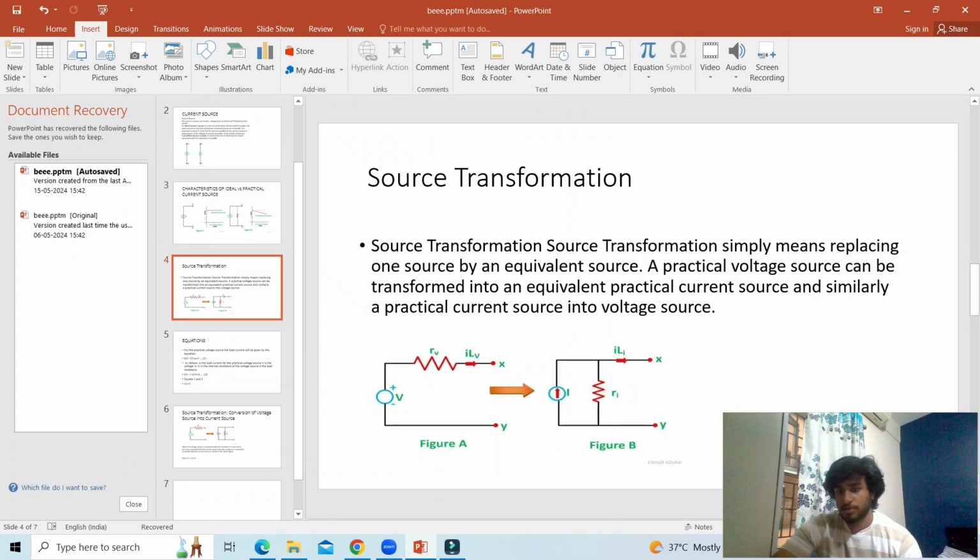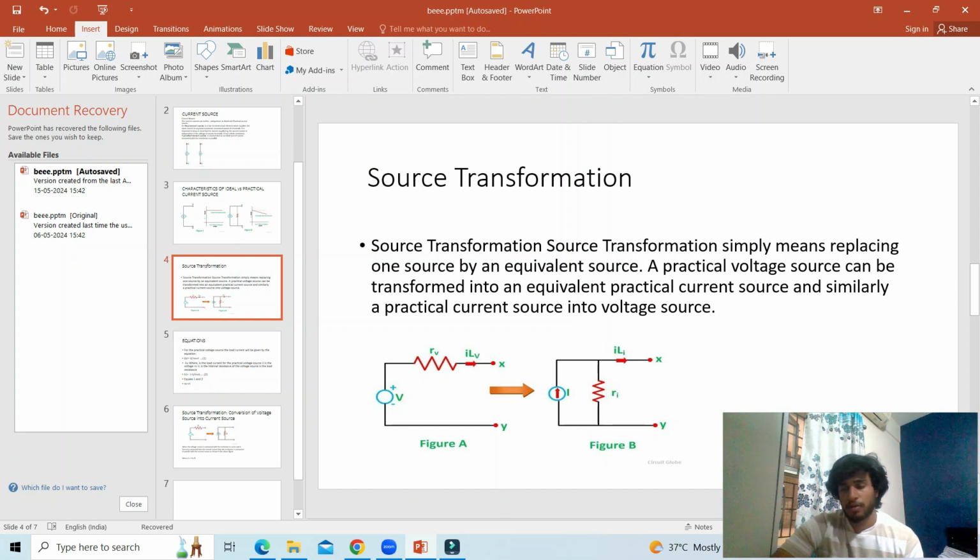Coming to the next topic, source transformation. Source transformation simply means replacing one source by its equivalent source. Like the practical current source can be replaced by a practical voltage source, and vice versa. The practical voltage source can be converted to the practical current source as well.